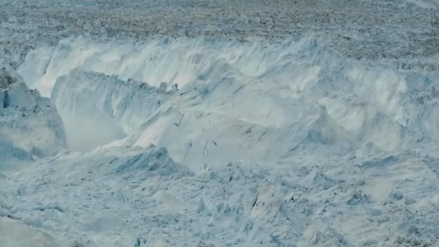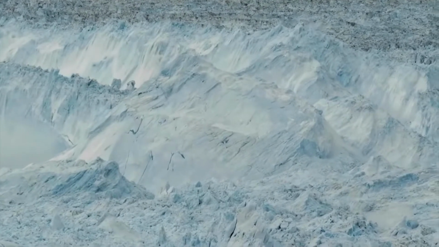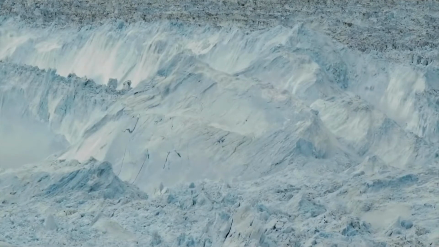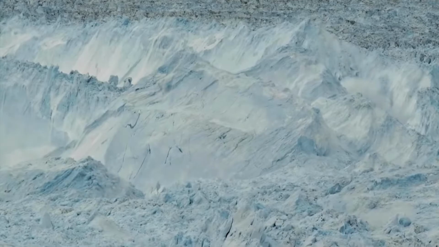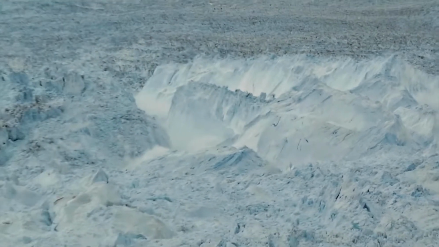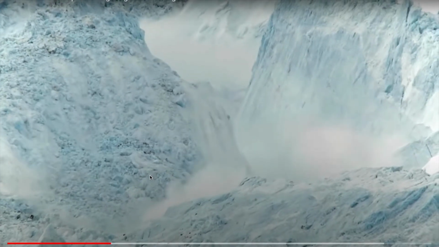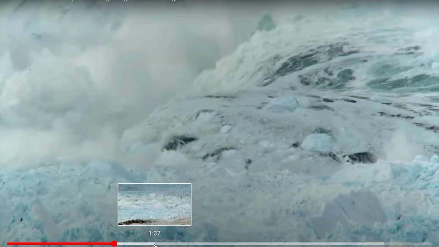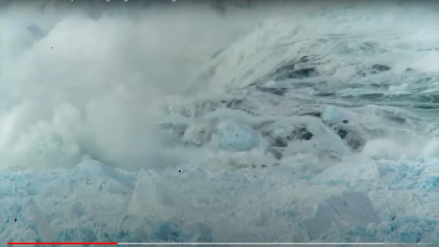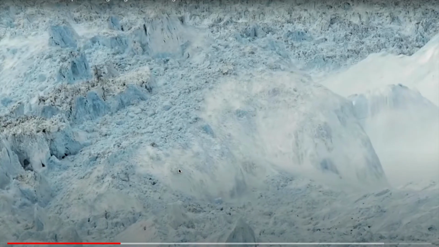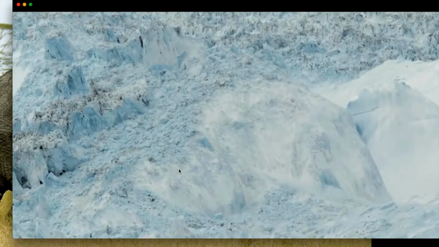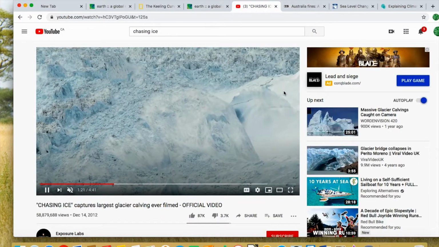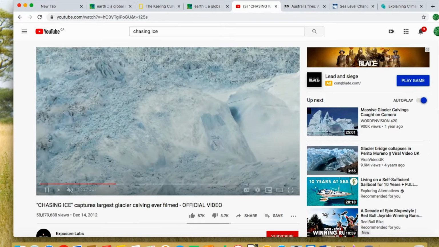This is quite fantastic. I mean, these pieces of ice that you're seeing are the size of office buildings, and they're shattering and breaking apart and moving into the ocean. So pretty incredible to watch.